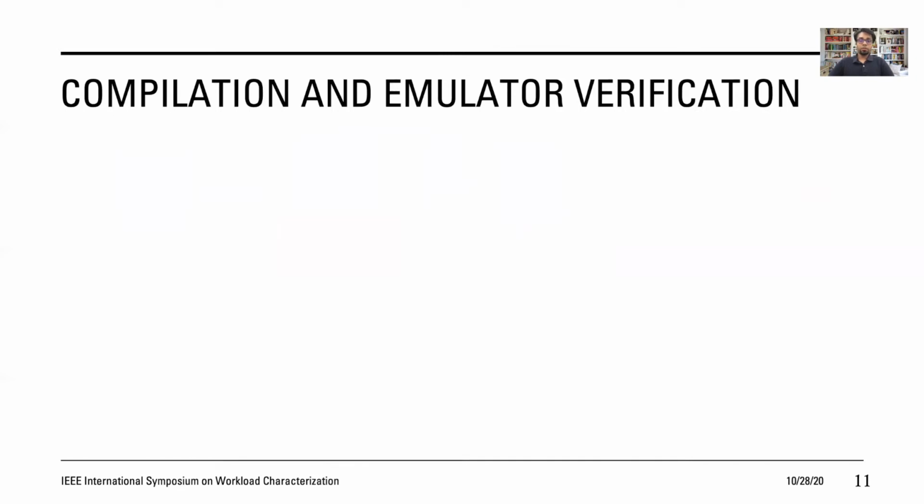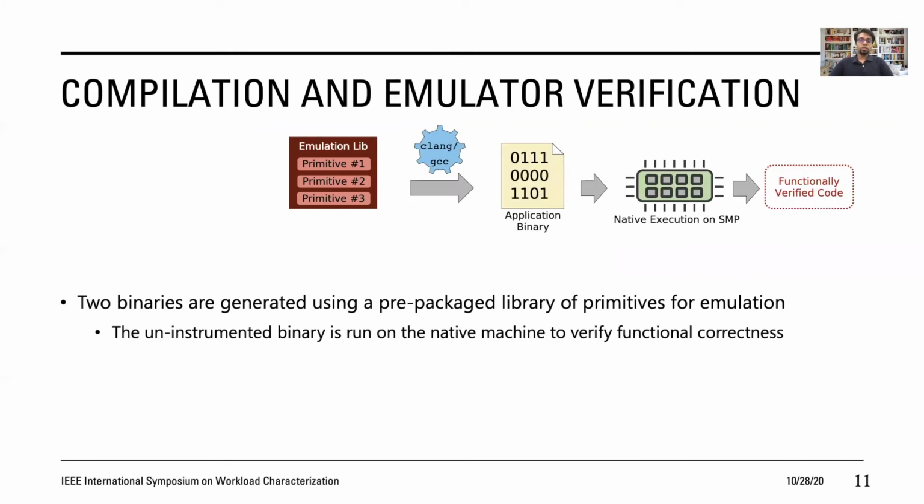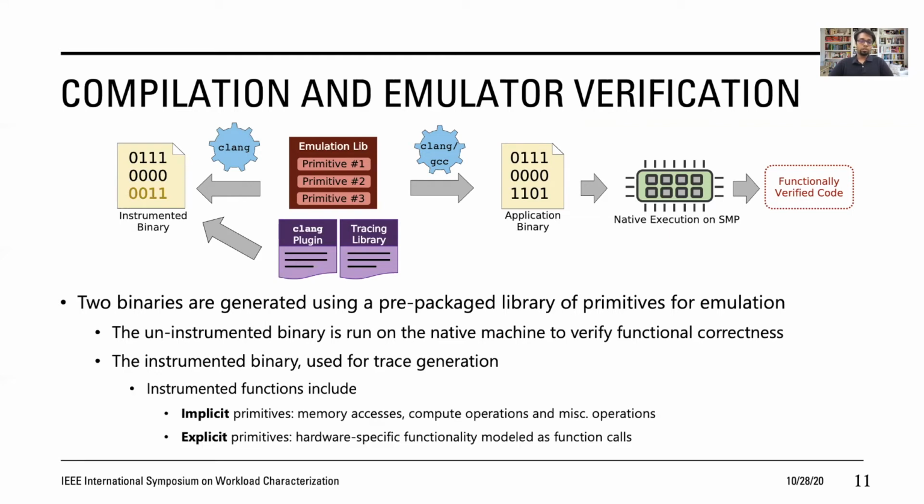The second step involves the actual compilation, during which an emulation library is used to generate two binaries for the software emulation. The uninstrumented binary is generated and run on the native system to verify functional correctness of the application. The instrumented binary is generated using the compiler pass plugin and the tracing library from the previous step. The instrumented functions include memory accesses, computation, and other operations that we classify here as implicit primitives, as well as hardware-specific functionality like the ones we discussed before, which we refer to here as explicit primitives.